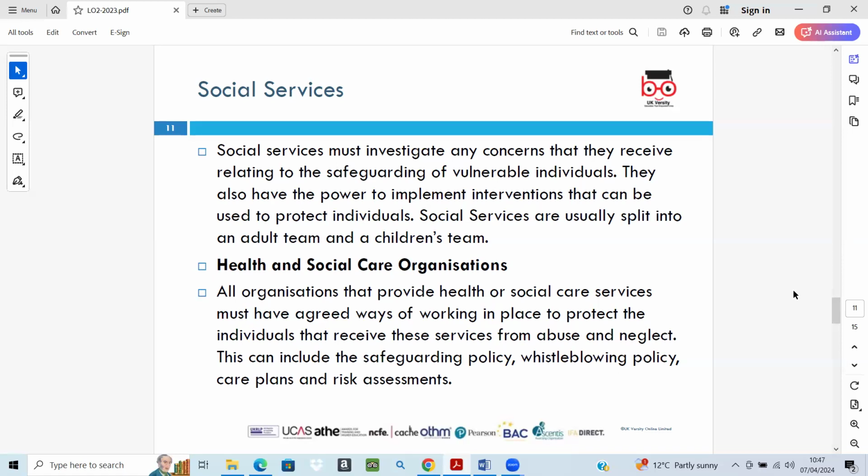What would be the role of care plans and risk assessment in safeguarding? They provide a structured approach to identifying and addressing the specific needs and risks of individuals, ensuring that appropriate measures are in place to protect them from abuse or neglect. So this is with that.